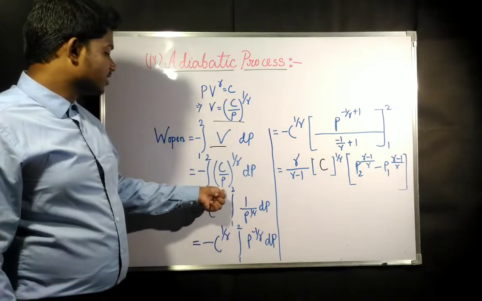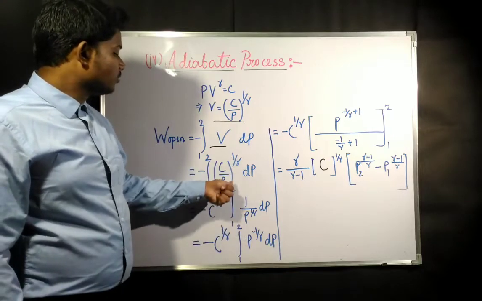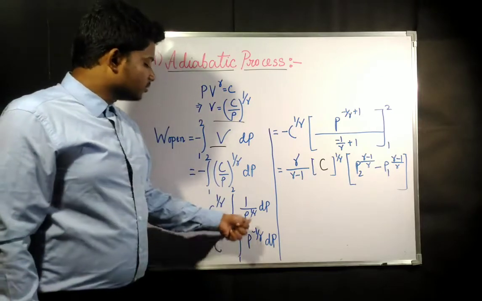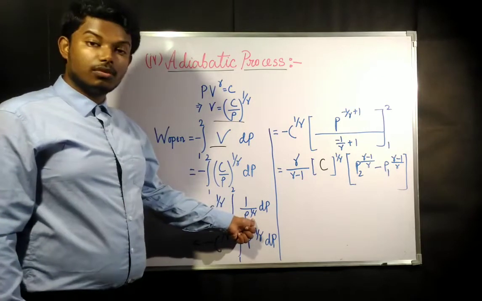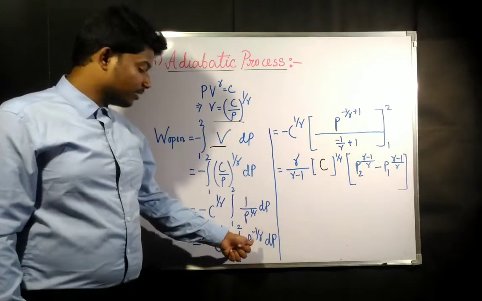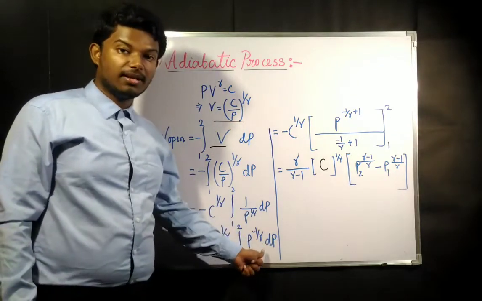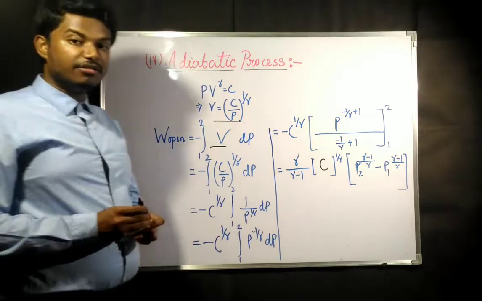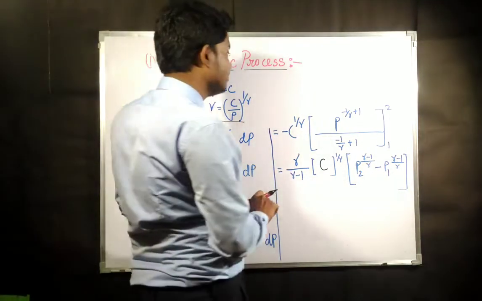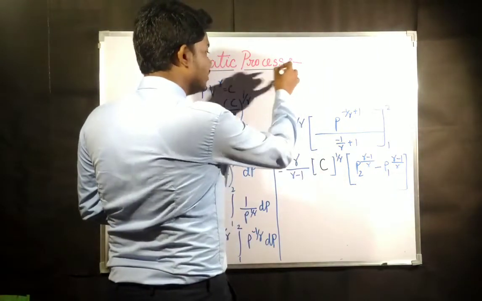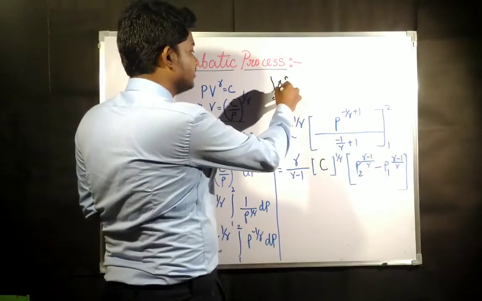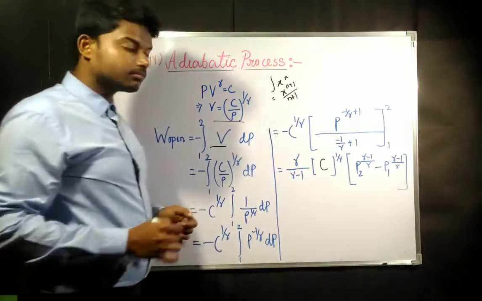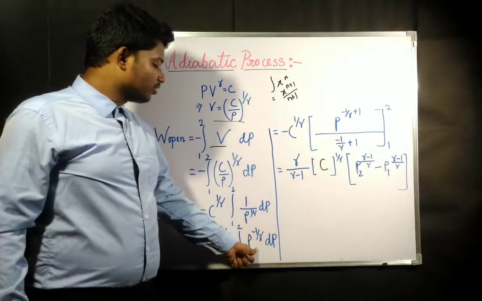Now inside the integration, what is remaining? 1 by P to the power 1 by gamma is remaining, which we have written here in dP. Now 1 by P to the power 1 by gamma can be written as P to the power minus 1 by gamma. Now if you integrate this, what happens? If in an integration there is a term like x to the power n, the integration of x to the power n is x to the power n plus 1 by n plus 1. Now here we have P to the power minus 1 by gamma.